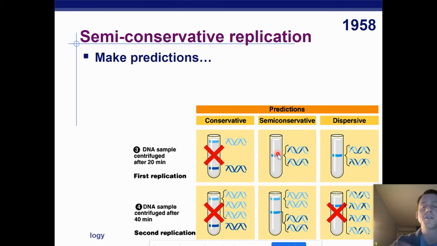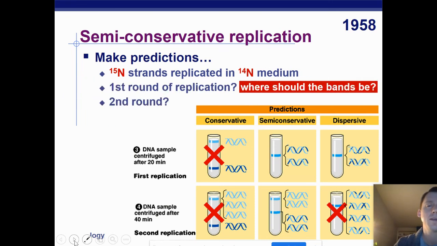Then we would allow for a second replication. And if you remember our second replication, for semi-conservative, we would have one band that would be made up of DNA that's half old, half new. But then we would also have DNA at this point that's totally new, which is light. So you would expect a light band and a medium band. If it was dispersive, you would expect still a medium band only, because each piece of DNA is going to be made up of different pieces. And that did not happen. So we could rule out the dispersive model, and the semi-conservative model was the one that was correct.